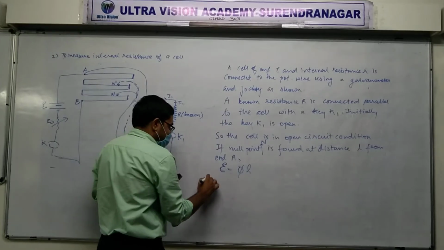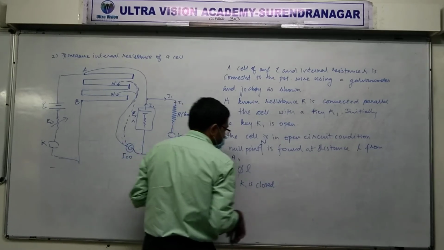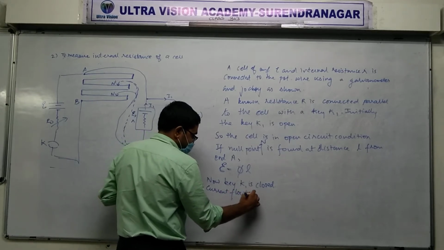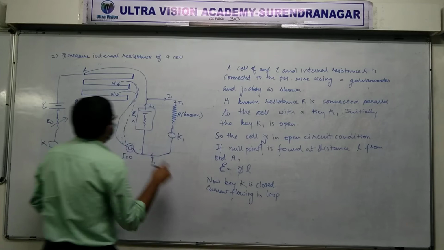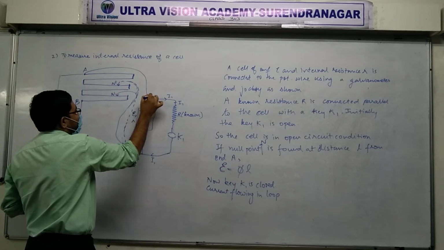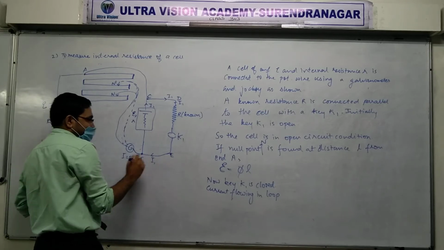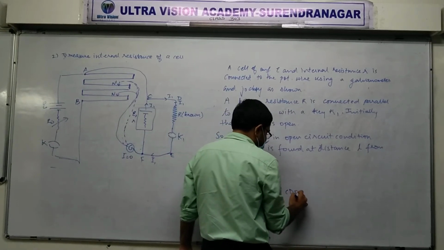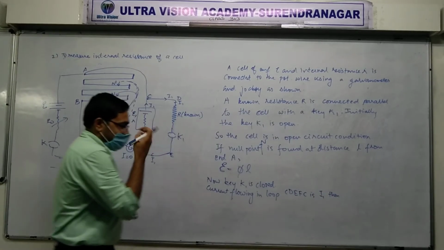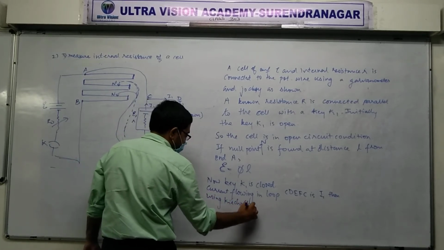Now second: key K1 is closed. Current is flowing in the loop. Take the loop C, D, E, F, C, with current I1 there. Using Kirchhoff's rule.